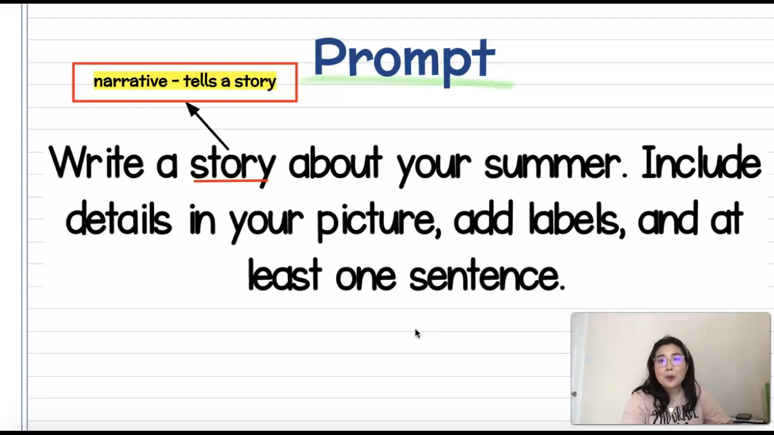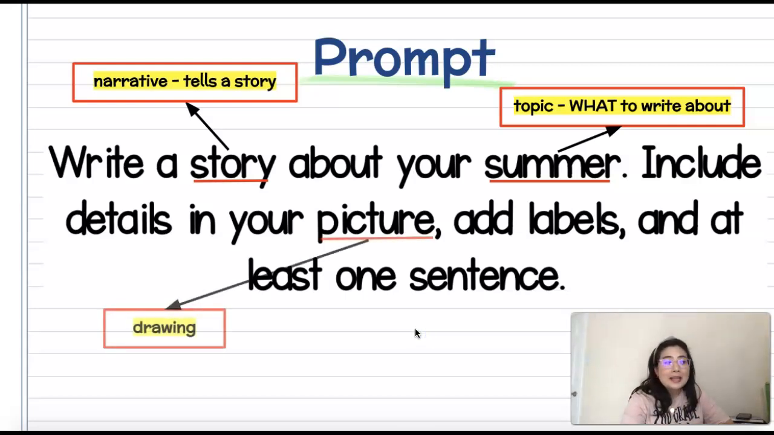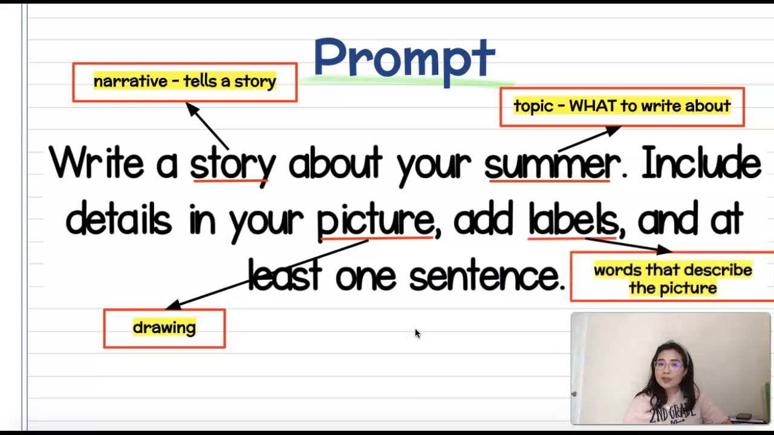The second thing I'm going to annotate is the word summer, and that tells me what I need to write about, or in other words, the topic of my story. The third thing that I'm going to annotate is picture, because this tells me that I need to draw a picture about my summer. The fourth thing that I'm going to annotate is the word labels, and that tells me that I need to use words to describe my picture.